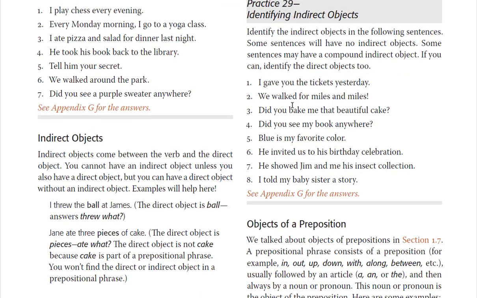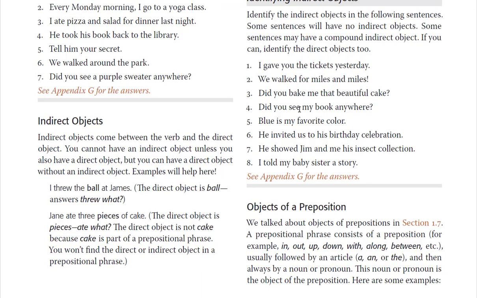Object of a preposition. So we talked about the object of the preposition. A preposition shows time and place, words like in, out, up, down, with, along, between. So if you write in the store, then the store is the object of the preposition. Out the house. She walked out of the house. And so the house is the object of the preposition. He walked up the hill. Then, up the hill, hill would be the object of the preposition.